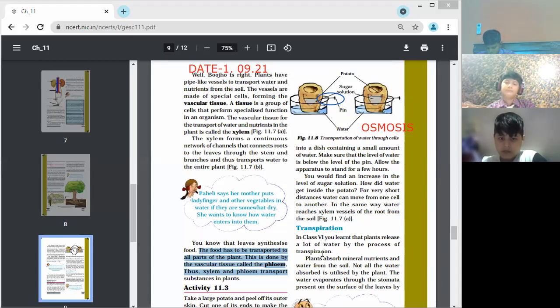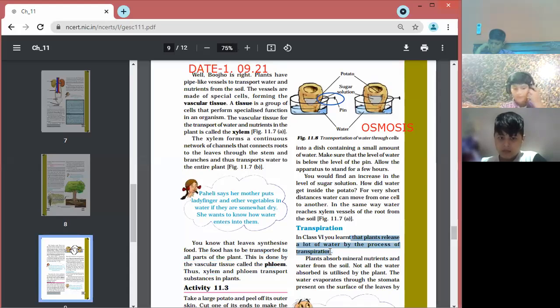Next is transpiration. What does transpiration mean? So children, underline the definition. Plants release a lot of water by the process of transpiration. Water is absorbed by the roots of the plant, but the whole water is not utilized. So what happens to the excess water? The excess water gets evaporated through the stomata present on the surface of the leaf.